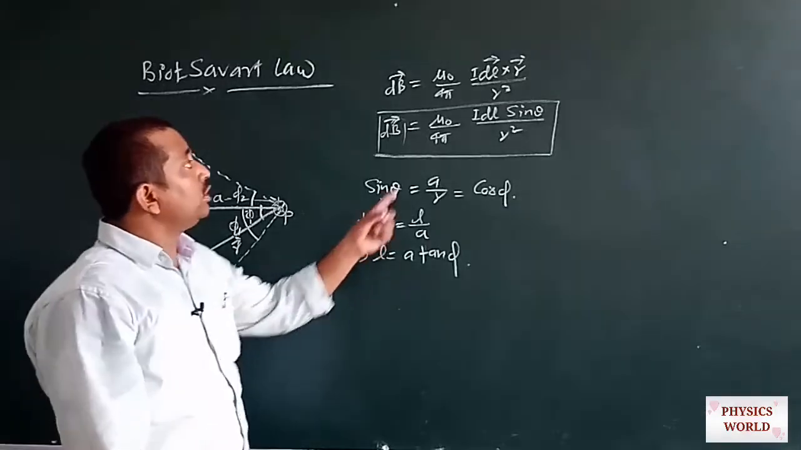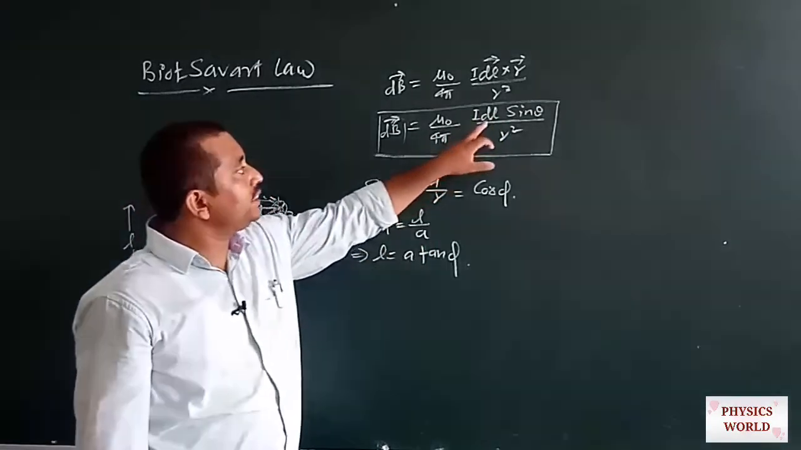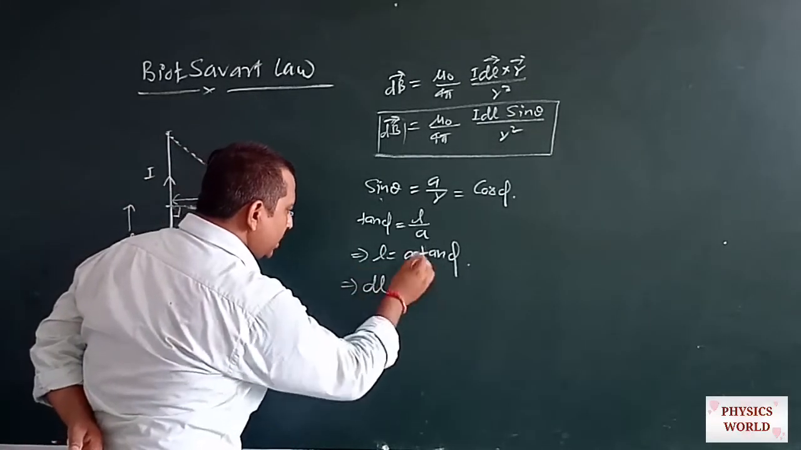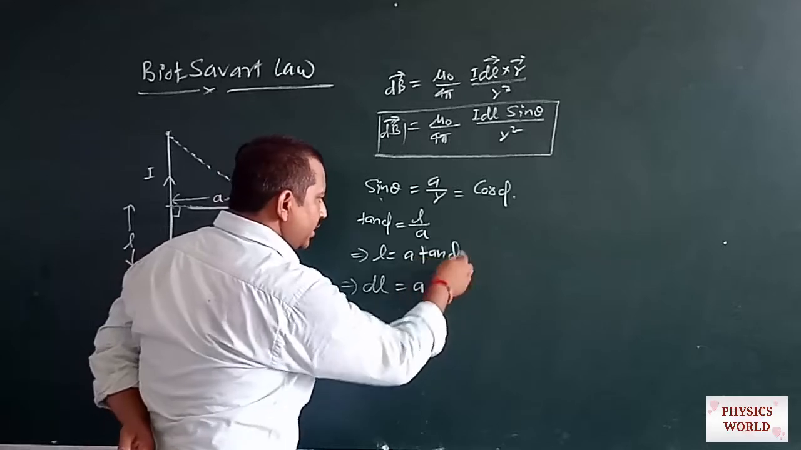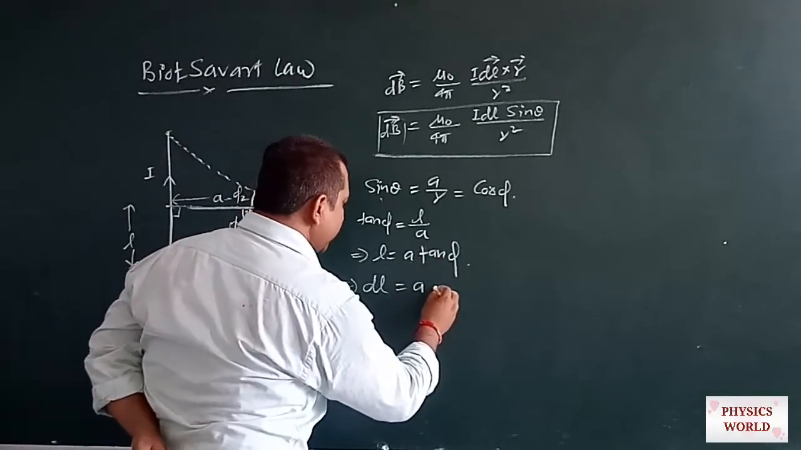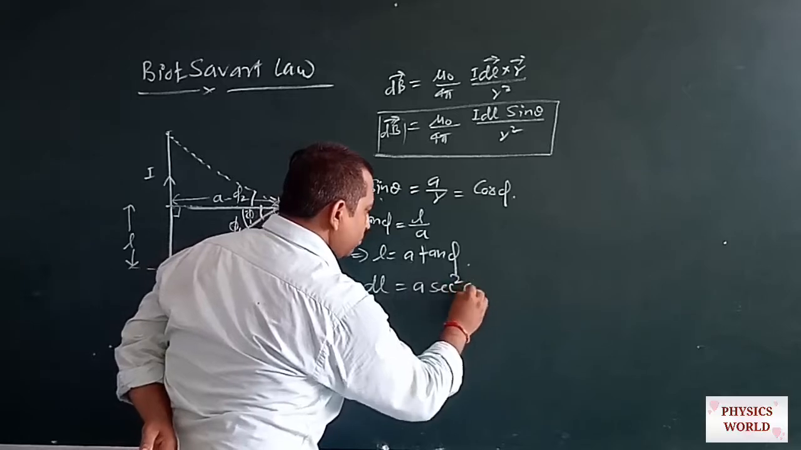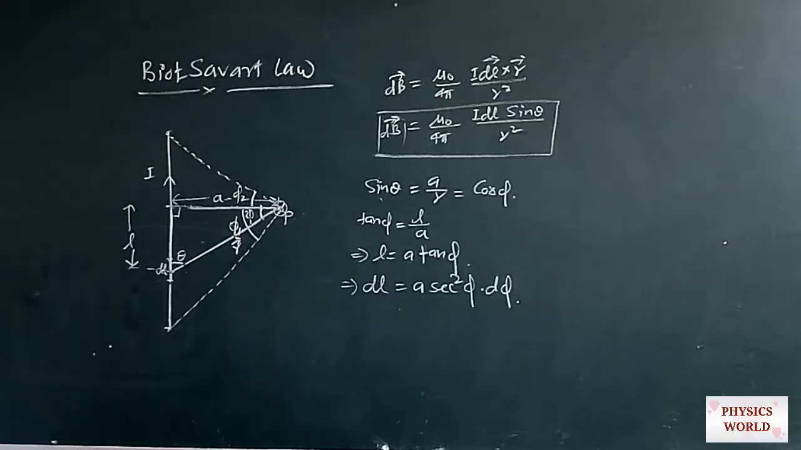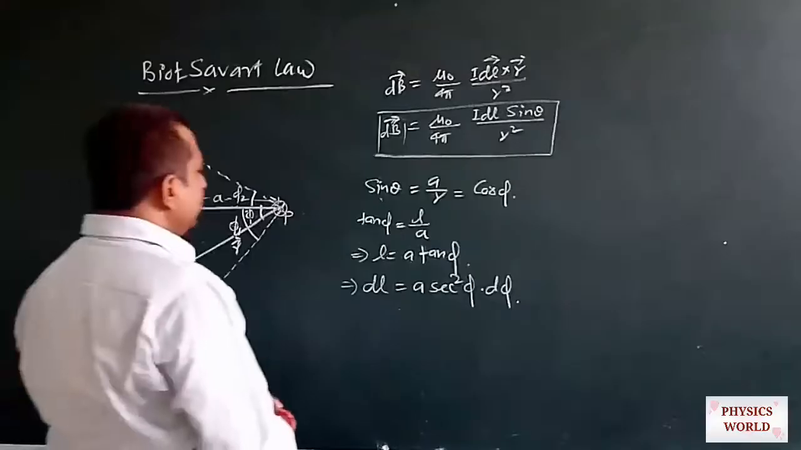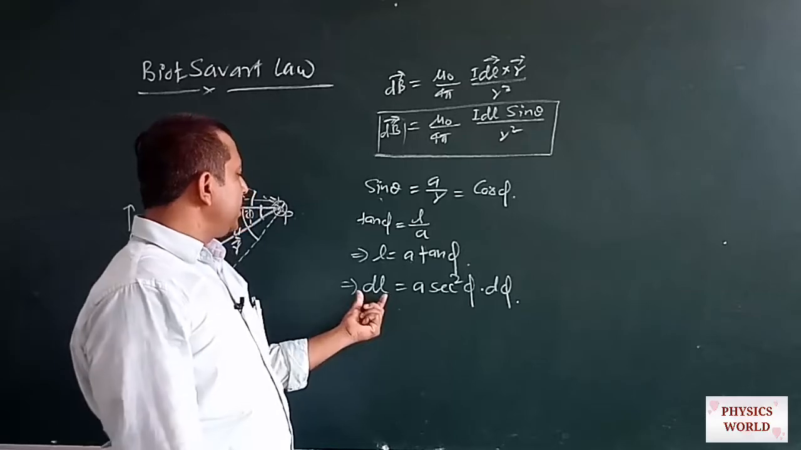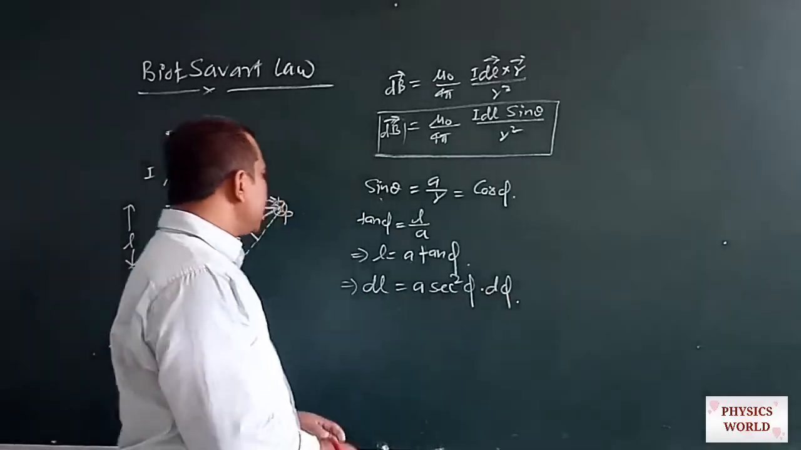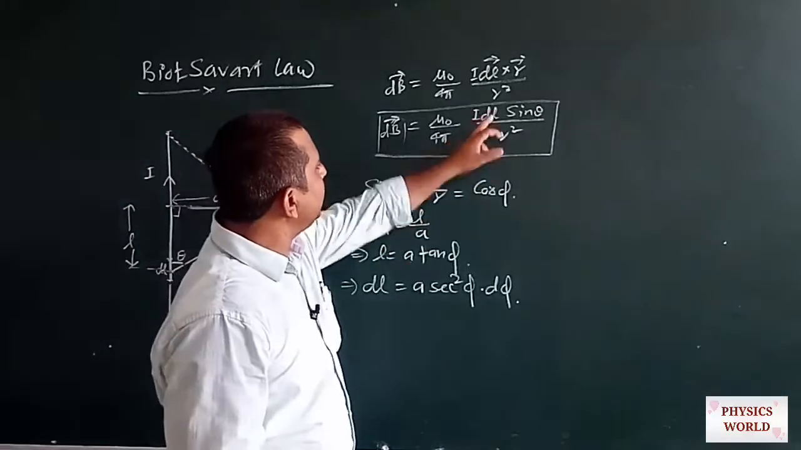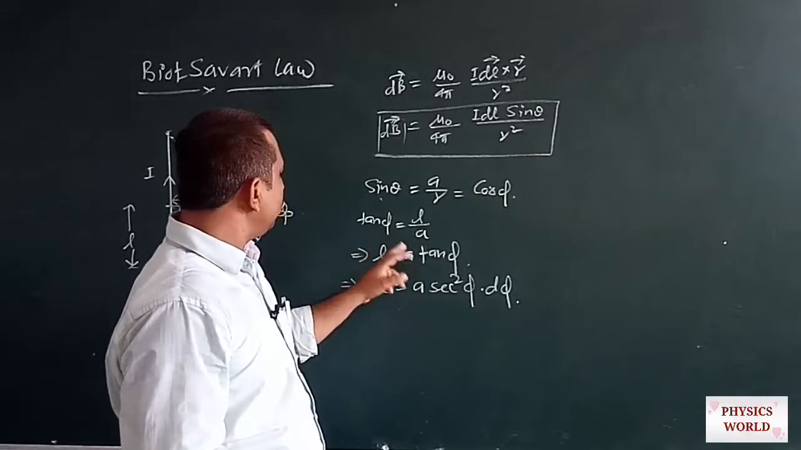So we want to calculate what is the value of dl. For getting the value of dl, we have to differentiate it. So the value of dl is equal to a, and the differentiation of tan phi with respect to phi becomes sec square phi dot d phi. If we differentiate it, then we get dl equal to a sec square phi d phi. So we easily obtain the value of dl.